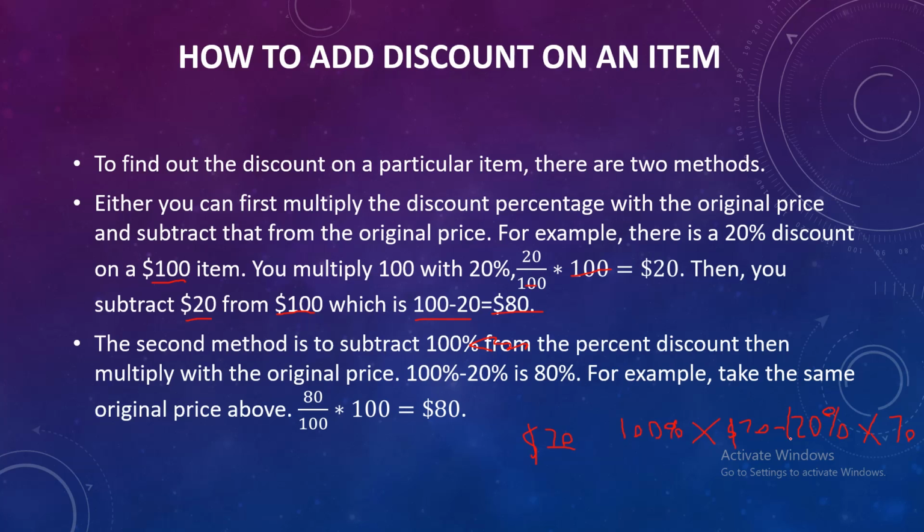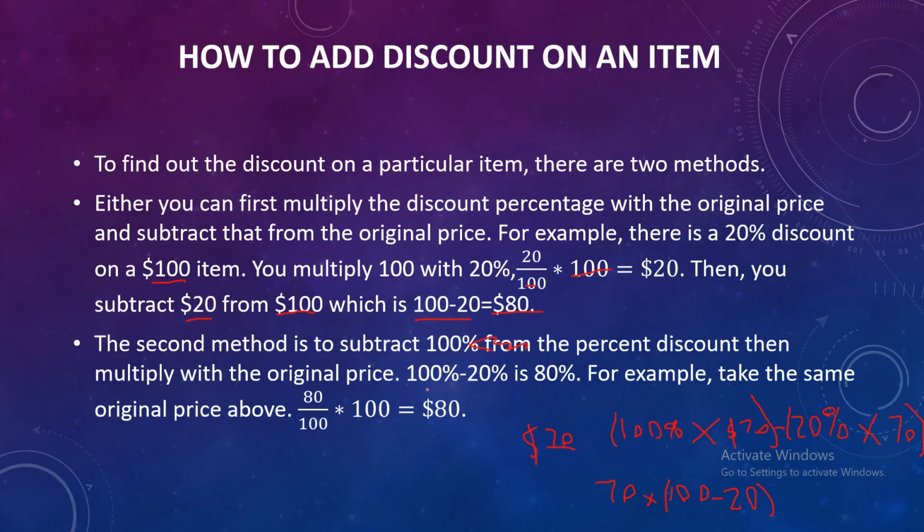Then I can put brackets over here, and then you can use the distributive property, right? Because $70 is common, so you take out $70, and 70 into 100% minus 20%. What I'm trying to say is that we subtract the discount from 100%. So I hope you got it. From the percent discount, then multiply the original price.